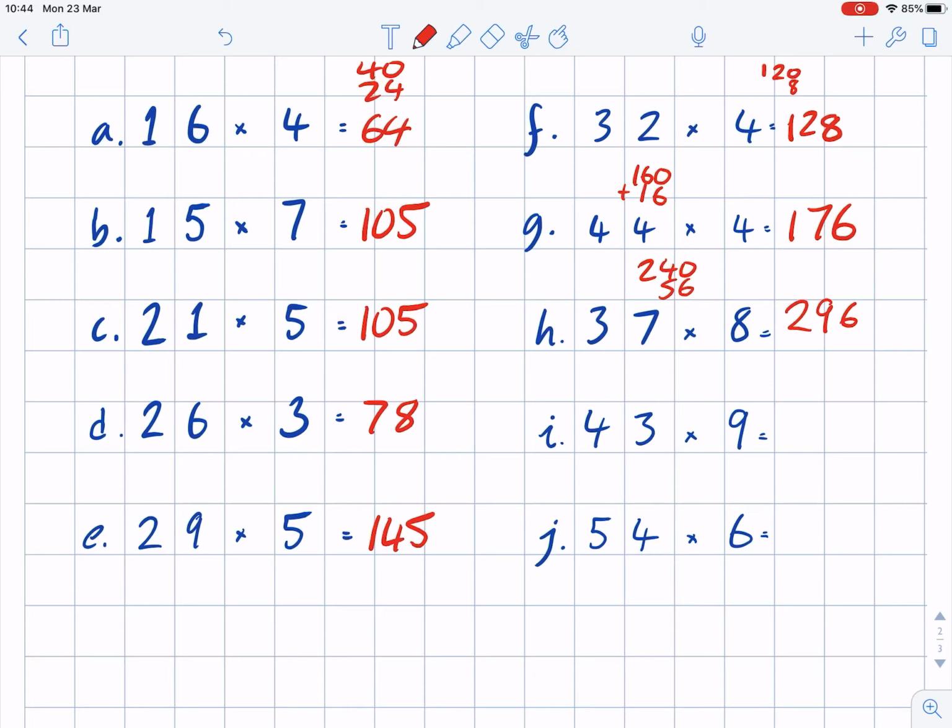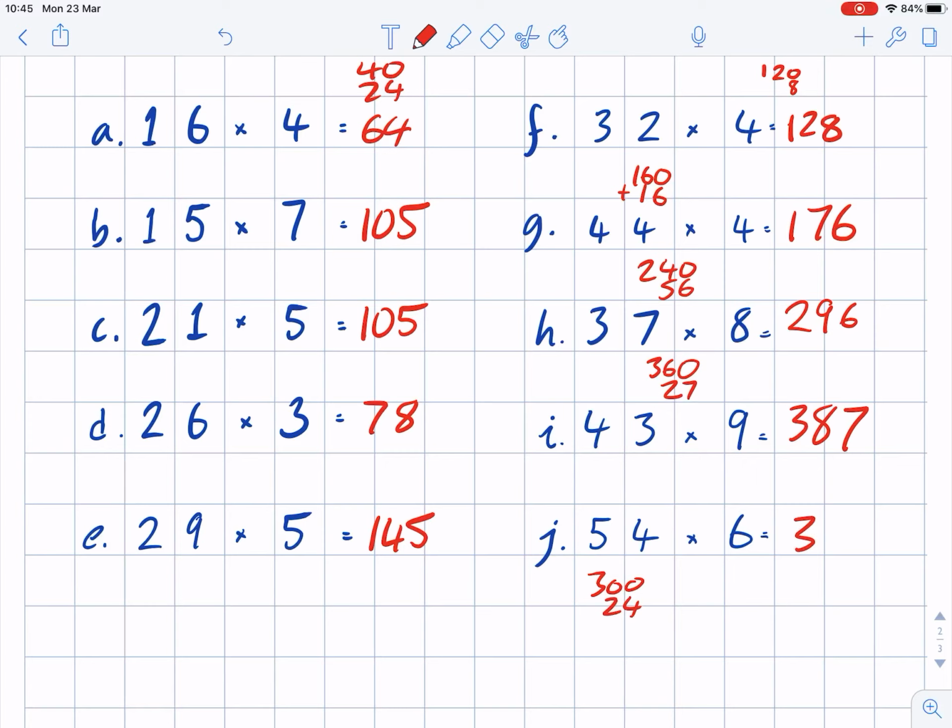40 multiplied by 9. Well, I know that 4 9s are 36. So 40 times 9 is 360. 3 9s are 27. So my answer there is 387. And last question, 5 6s are 30. So 50 times 6 must be 300. 4 times 6 is 24. So I add those together, I get 324. Hopefully you use my method and you got 10 out of 10.